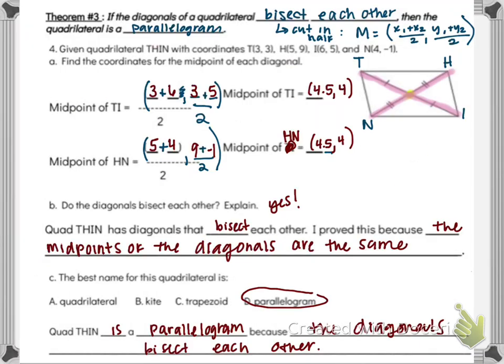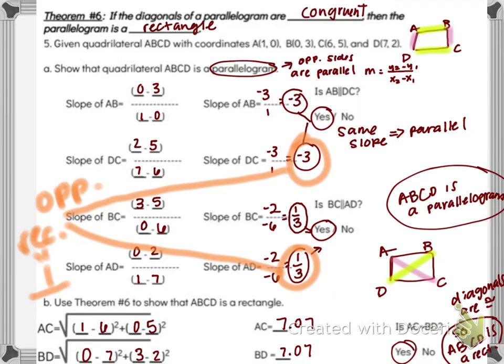Okay. All right. The next way that we saw for rectangles is we compared their diagonals. So remember, if the diagonals are congruent, and we do that by using the distance formula, looking at the diagonals.